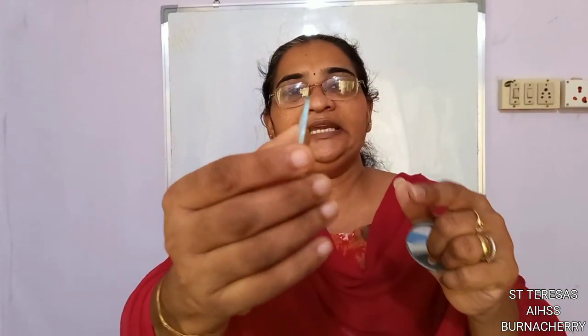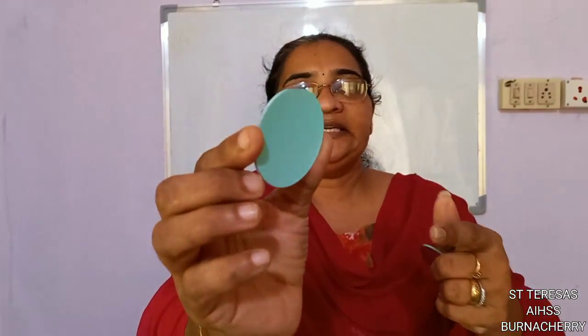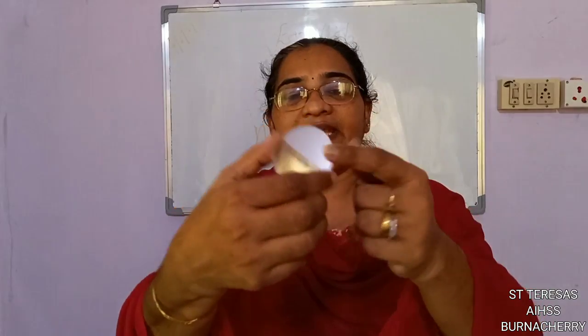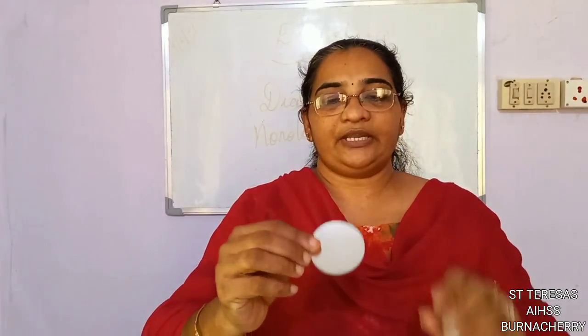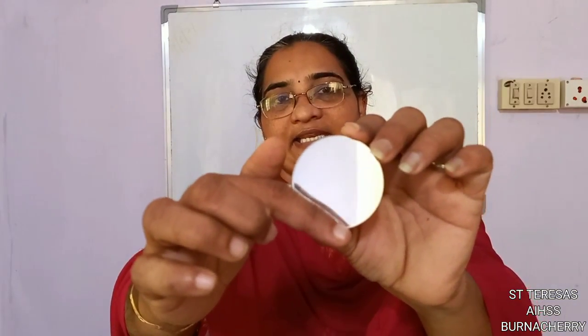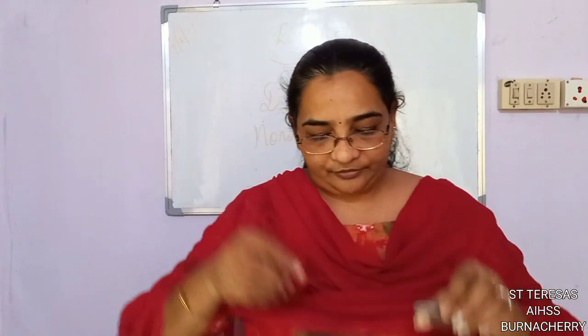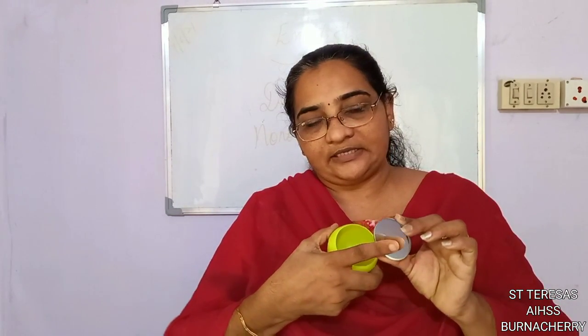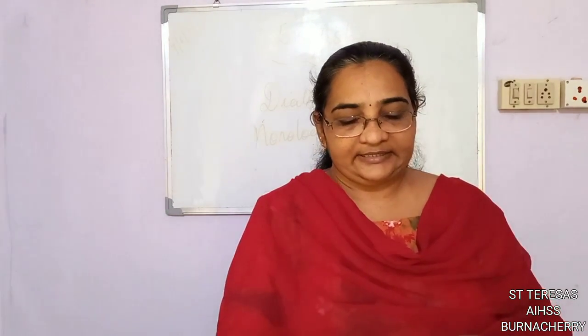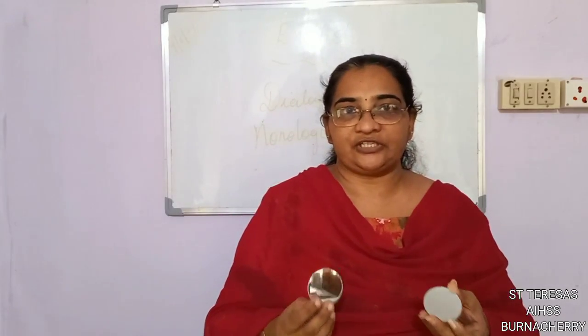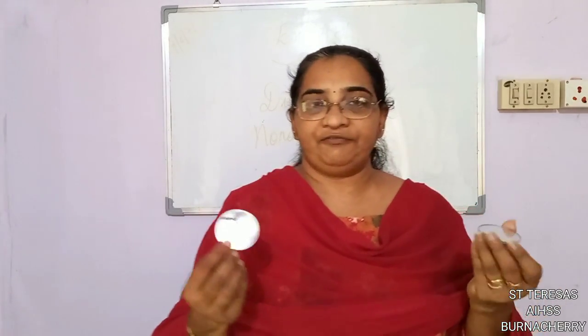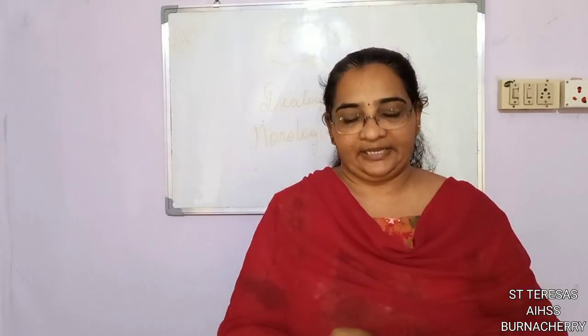You can see this mirror is curved outside. And here you can see another mirror. This is curved inside. So if I keep it on a ball like this, this part is curved inside and this mirror is curved outside. So these are two types of mirrors which are available everywhere, which we use in our daily life.